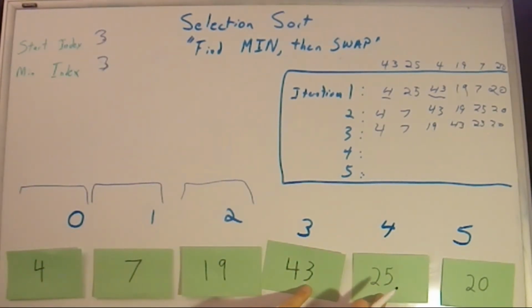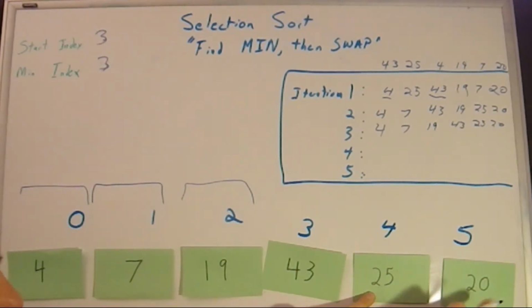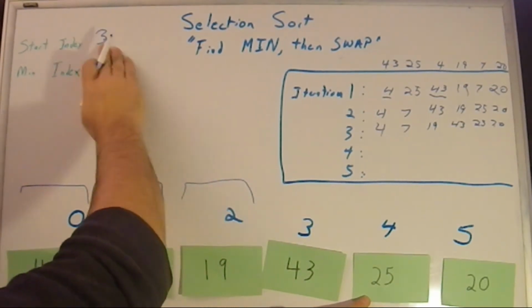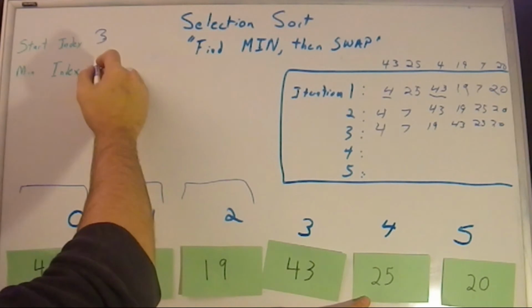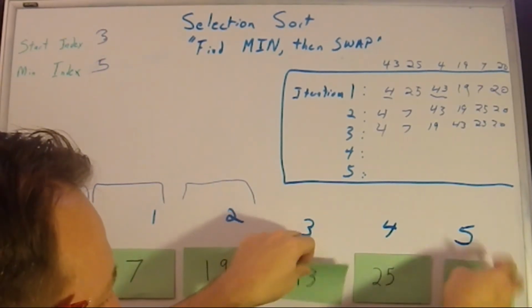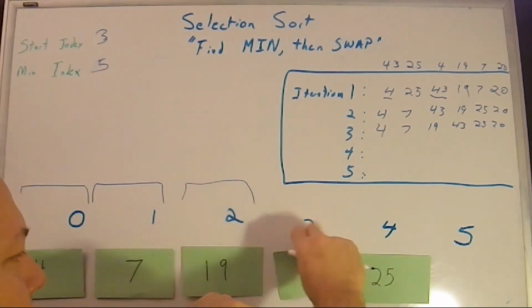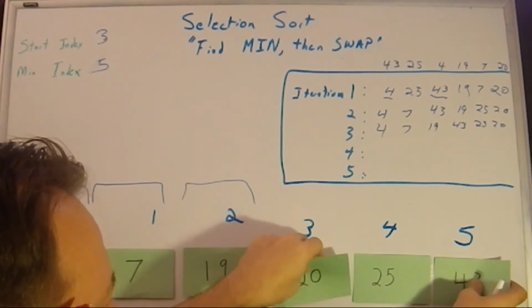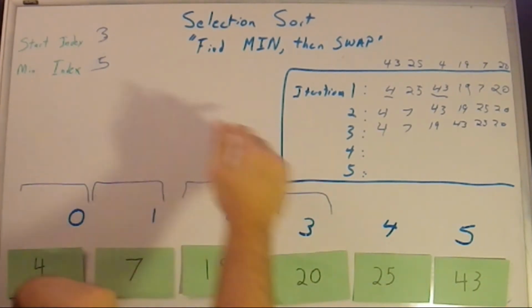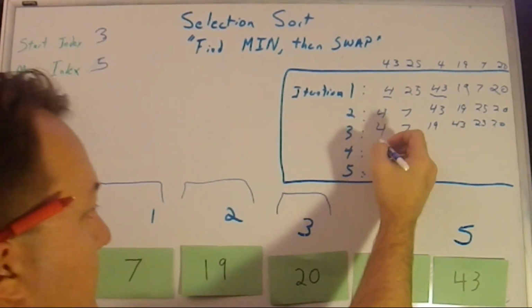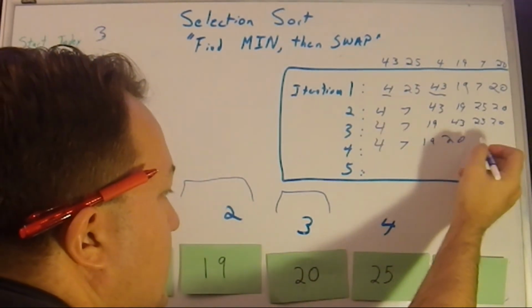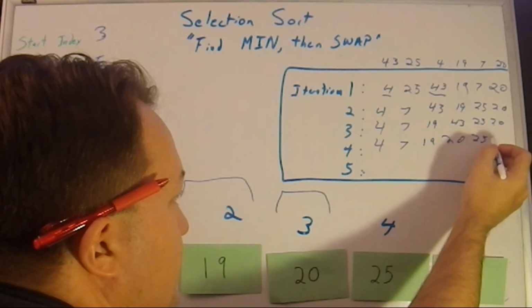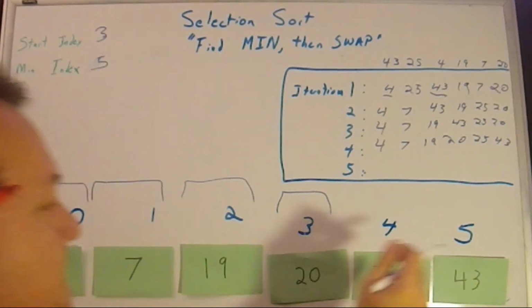Start again with 3: 43 and 25. 25 is smaller, 20 is smallest. So the min index becomes 4, then the min index becomes 5. We execute the swap, lock it down, and our next one is 4, 7, 19, 20, 25, 43.